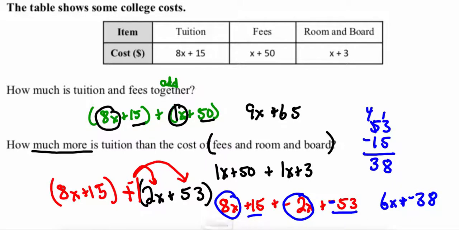So you really have to watch those negatives. But you're just using the wording of the problem to tell us which expressions to combine together. Watch for things like how much more is something than the other. That's code for subtracting. And then you just put the pieces together and combine those like terms.